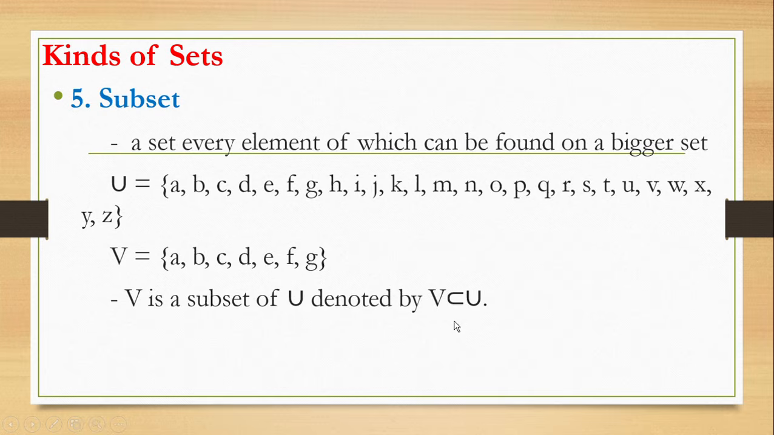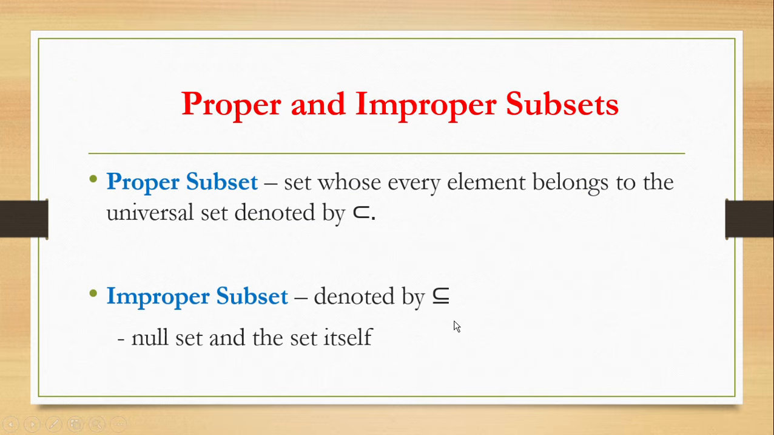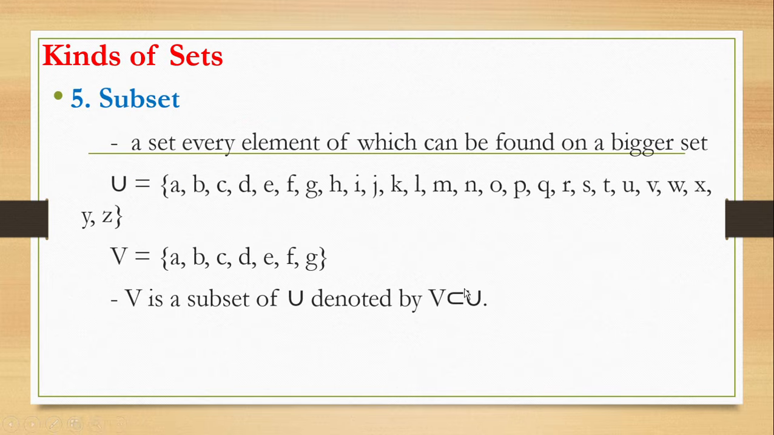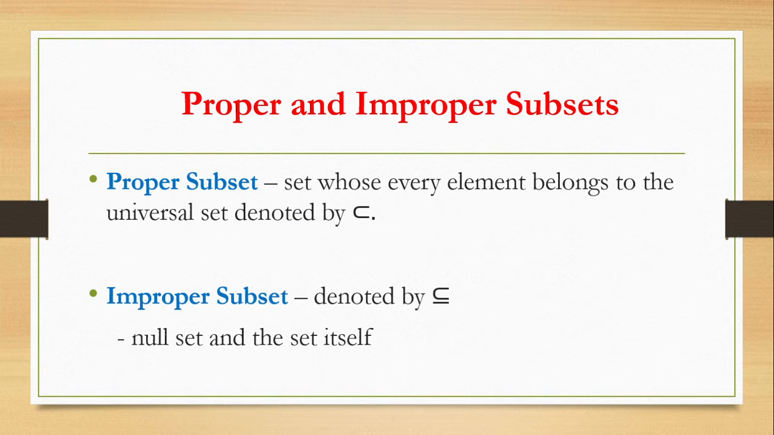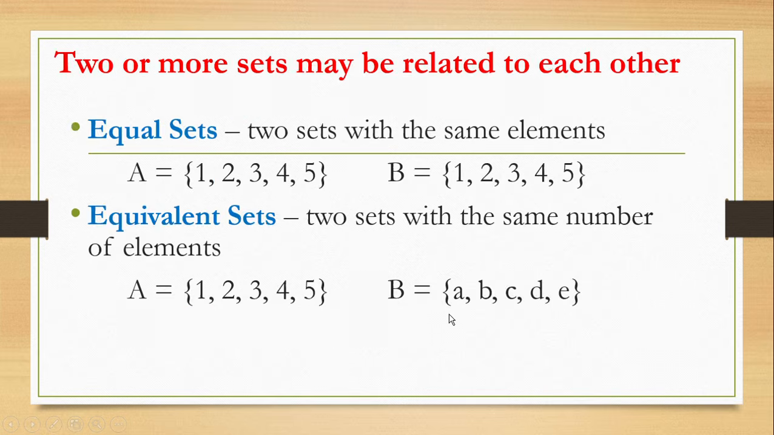So makita natin dito yung proper subset and then improper subset. Pag nakita mo itong symbol na to, yung kanina, this is a proper subset. So yan ang symbol natin. Pero pag improper subset, ito ang symbol natin. Ayan o. Null set and the set itself. So these are the gagamitin natin mga subset.